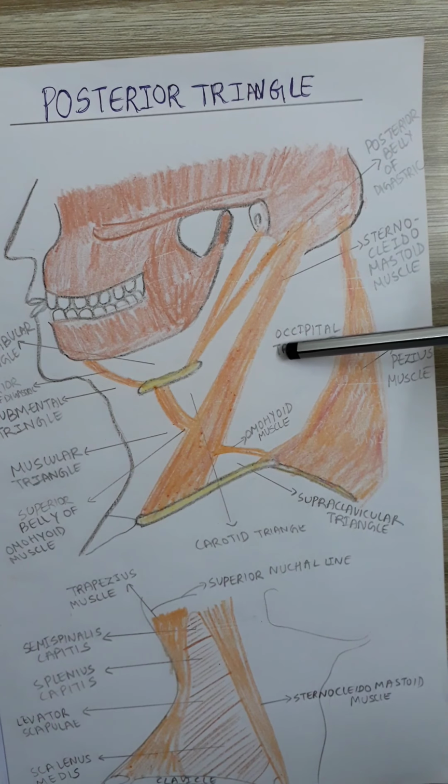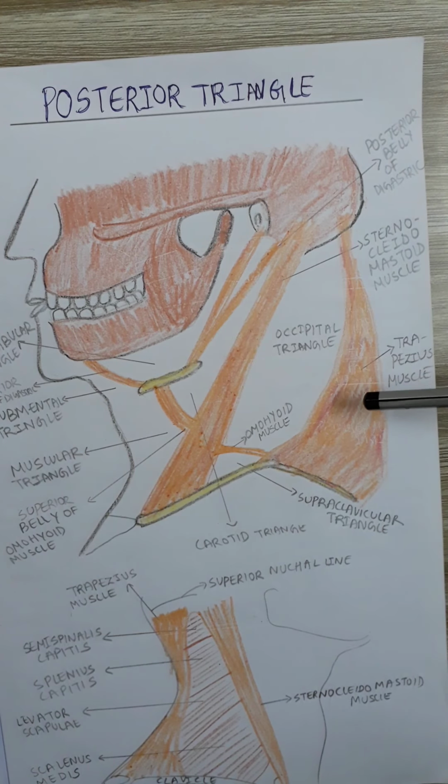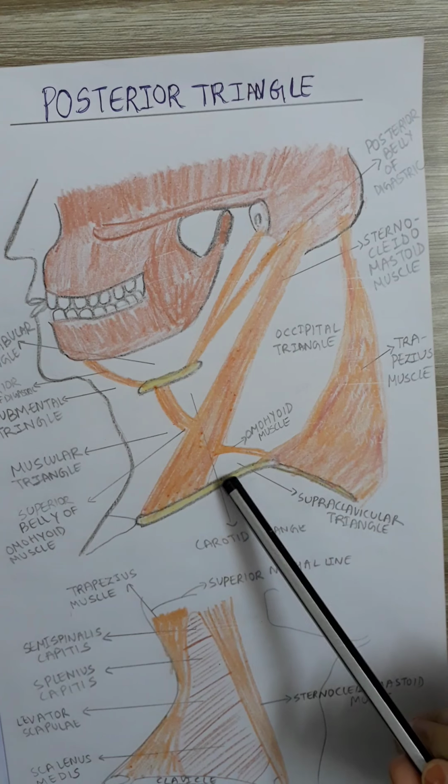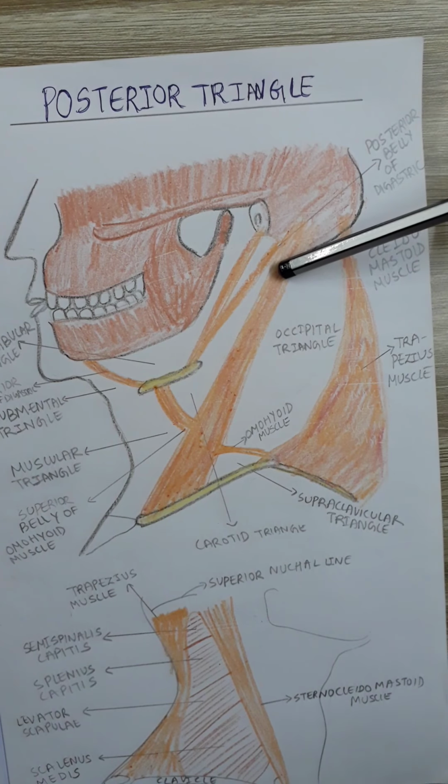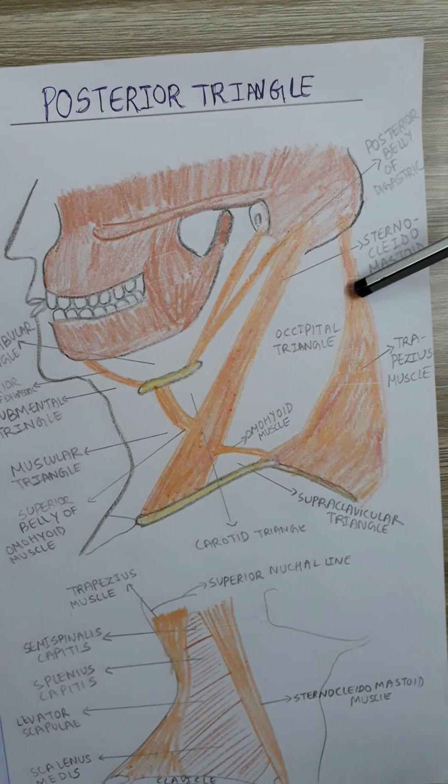The posterior triangle's boundaries are: anteriorly it is bounded by the sternocleidomastoid muscle. Posteriorly, it is bounded by the trapezius muscle. The base is formed by the middle 1/3 of the clavicle and the apex by the superior nuchal line, where both the sternocleidomastoid and the trapezius muscle meet.